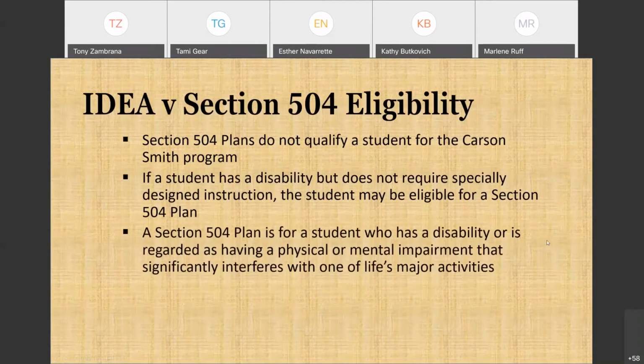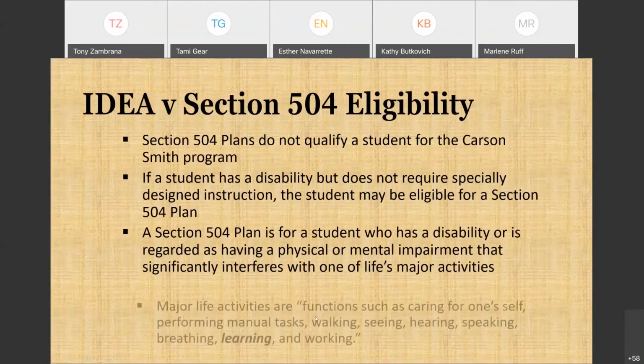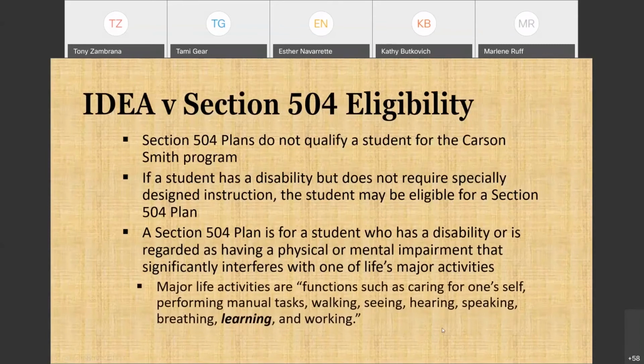So a Section 504 plan is for a student who has a disability or is regarded as having a physical or mental impairment that significantly interferes with one of life's major activities. So major activities are functions such as caring for oneself, performing manual tasks, walking, seeing, hearing, speaking, breathing, learning, and working. Again, having difficulties with learning is a major life activity, but do they need specifically designed instruction, or do they need just some accommodation?